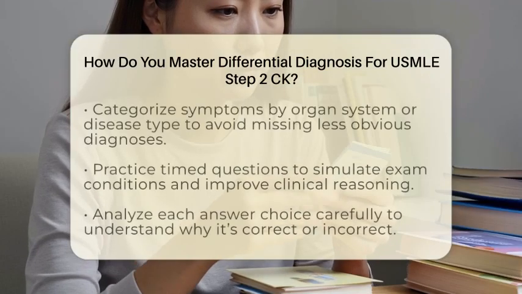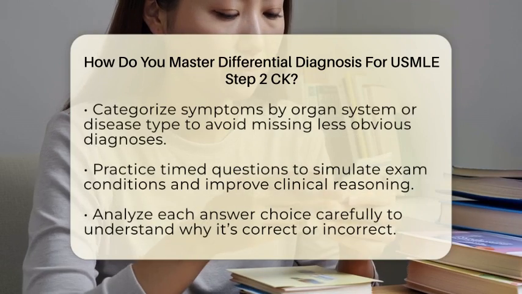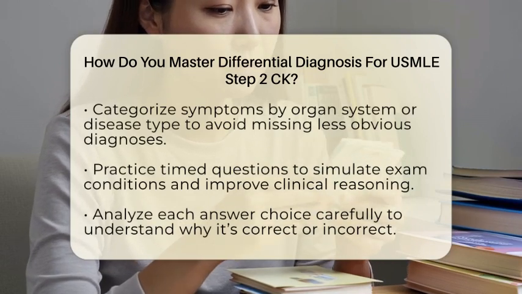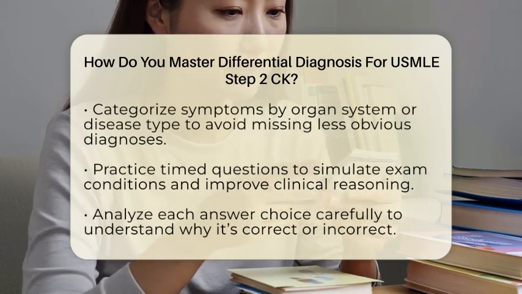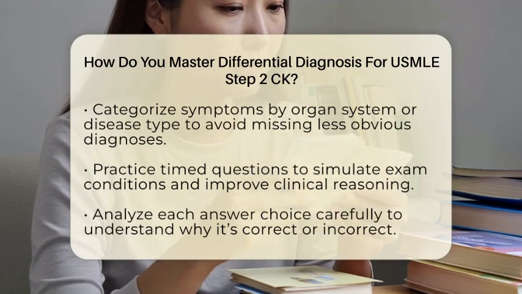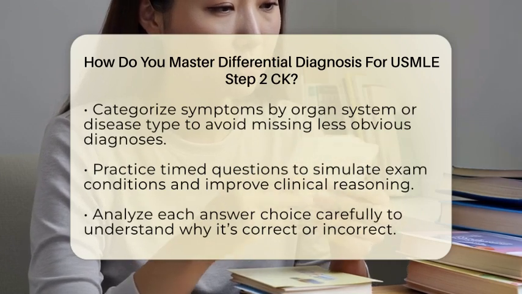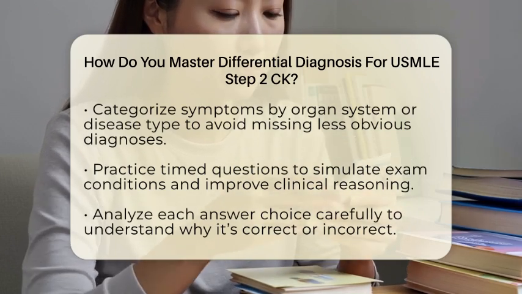Next, organize your thinking with structured frameworks or mnemonics. For example, the POEMS approach helps you consider pulmonary, gastrointestinal, endocrine, metabolic, and psychiatric causes. Categorizing symptoms by organ system or disease type keeps your mind from missing less obvious options.